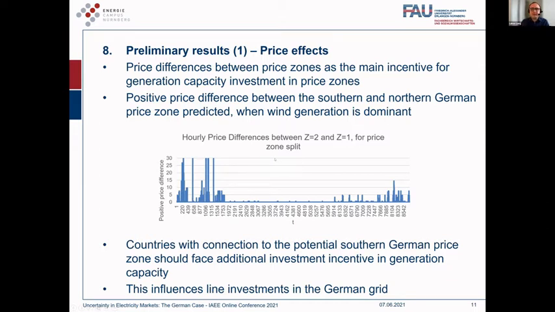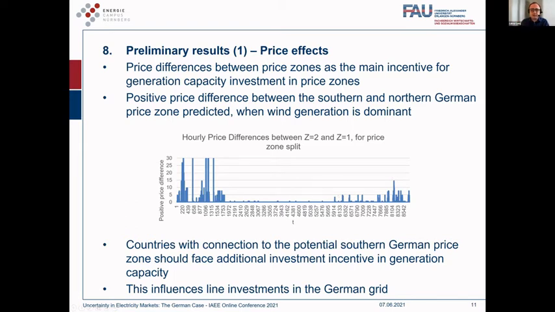So there is actually a positive price difference between the southern and the northern German price zone. And this is quite intuitive, basically, because you would expect a lower price in the northern price zone, especially in times when wind generation is dominant. So in the beginning and the end of the year, when solar PV, which is also distributed in southern Germany, takes more weight, this would equalize the prices, right? But there's never a higher price in the north than in the south. So this is a very interesting result, which is pretty much intuitive from the beginning.